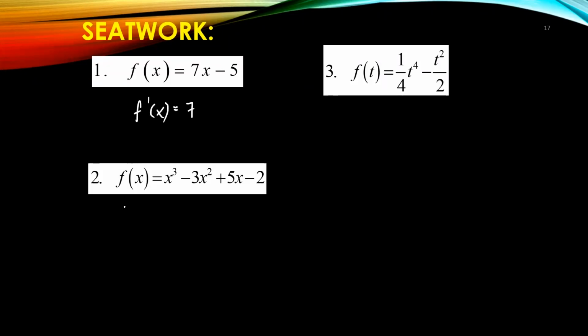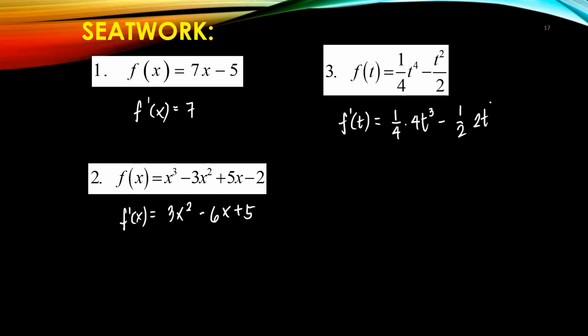Okay, number 2, guys. Go, f prime of x. That's very good. 3x^2 - 6x + 5. F prime of t. This one is 1/4 times 4t^3 minus 1/2 times 2t, or simply t^3 - t. Ay, ba't 2 square pa? t^3 - t. You understand?